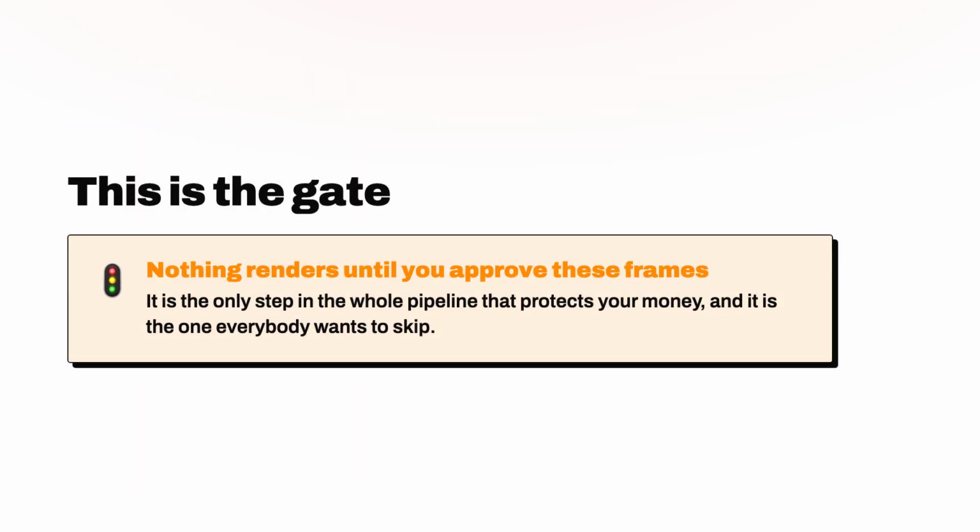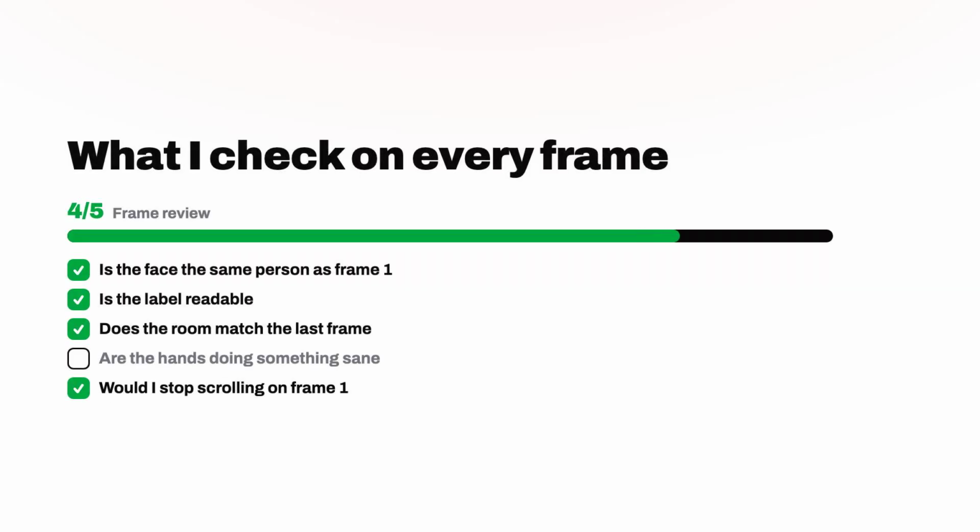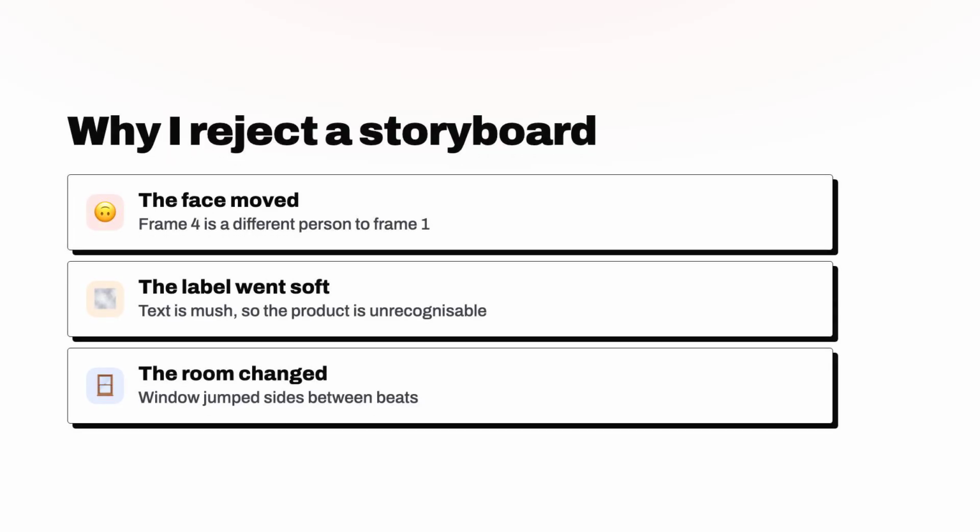And this is the gate. Nothing renders until you approve these. It's the one step that protects your money, and it's the first thing people want to skip. What I'm actually checking on each frame is the face the same person? Is the label readable? Does the room match? What are the hands doing? I reject about 1/3 of storyboards on the first pass, usually for one of these 3.